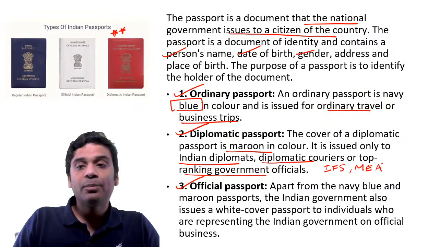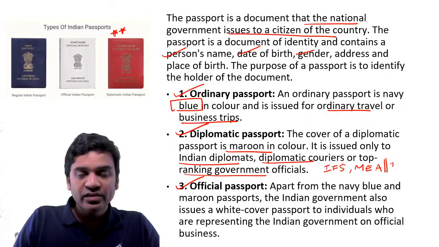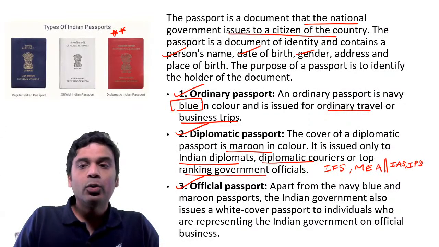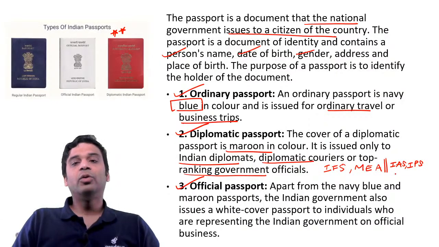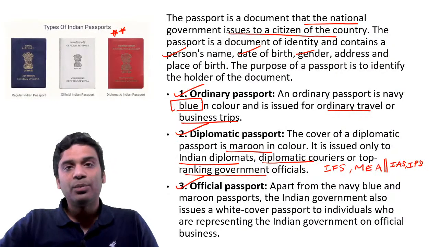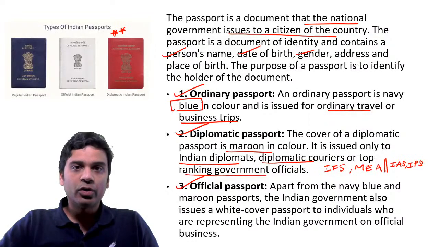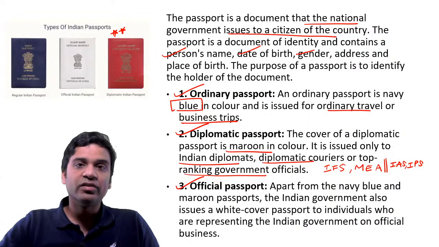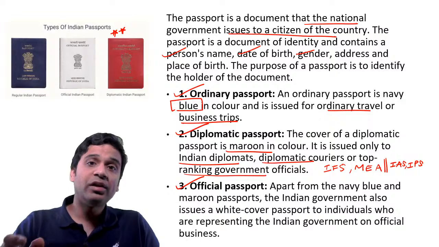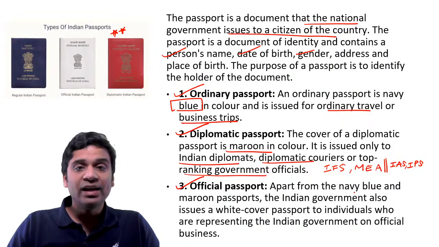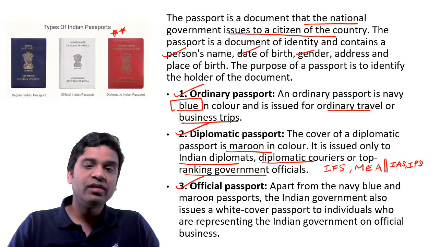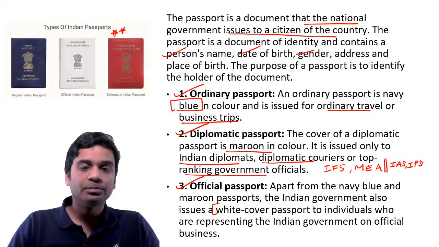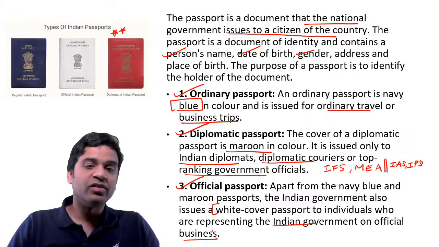Okay, and diplomatic passports, even IAS and IPS also can get this, but you need to apply for it. If you're an IAS officer, you can apply if you're going for a diplomatic mission on some issue for a country like London or Paris for a summit, then you can apply for the diplomatic passport. But by default, the high-ranking government officials, they'll be getting the white cover passport. Okay, who are representing the Indian government on an official business.